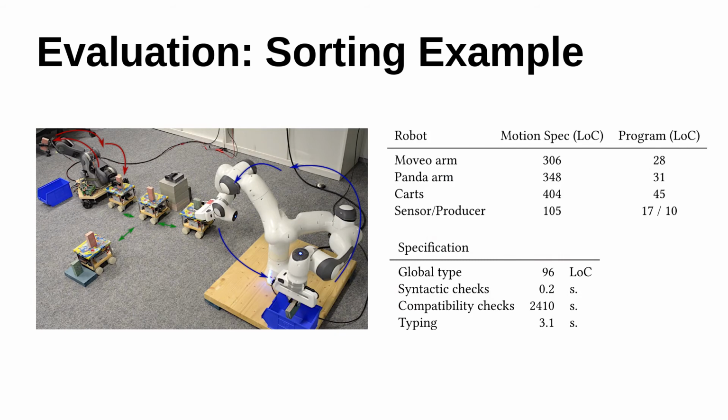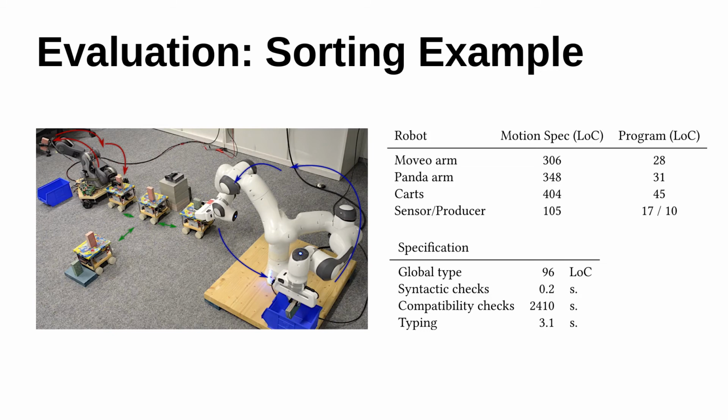We evaluate our method on a few case studies. The main one is the sorting example. In terms of effort, the most time-consuming task is writing the specification of the motion primitives. The upper table gives the lines of code for the specification of each robot. The Moveo arm is the one seen on the left, and the Panda arm is the one on the right. The programs themselves are not too large, about 30 lines of code for each robot.